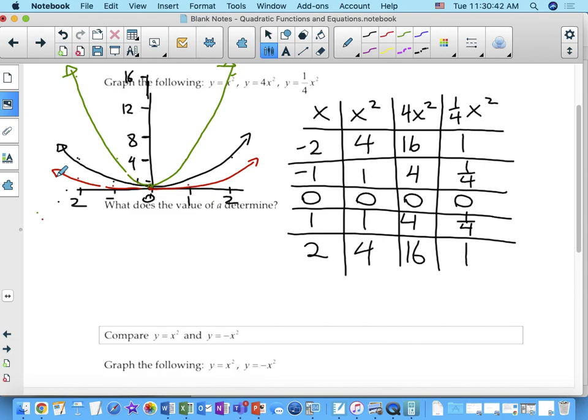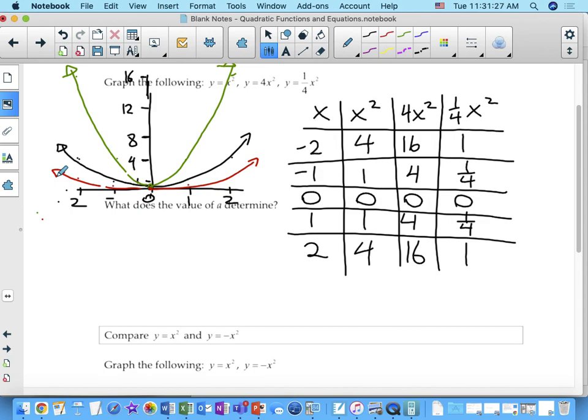Okay? All right, so what does the value of a determine? What do you think? Yeah, so you can think of it as kind of the equivalent of slope, but slope refers to rise over run, comparing the change in y to the change in x. Thomas, how would you describe it? The same way? Okay. So the way that I describe it is sort of how wide or how narrow is the parabola. That's kind of how I describe it.